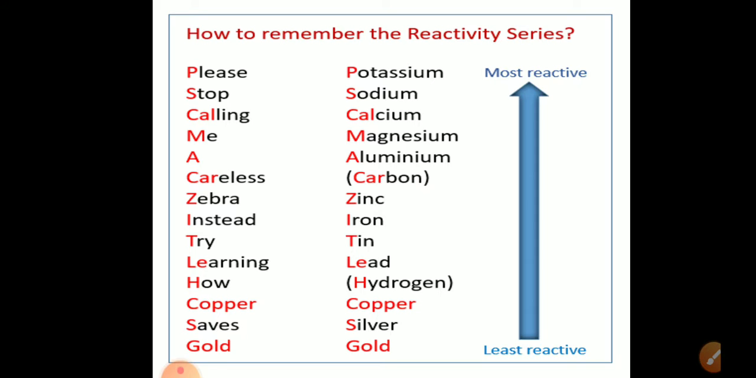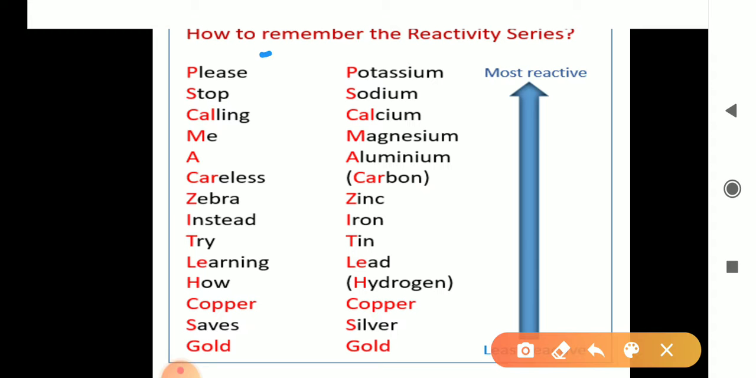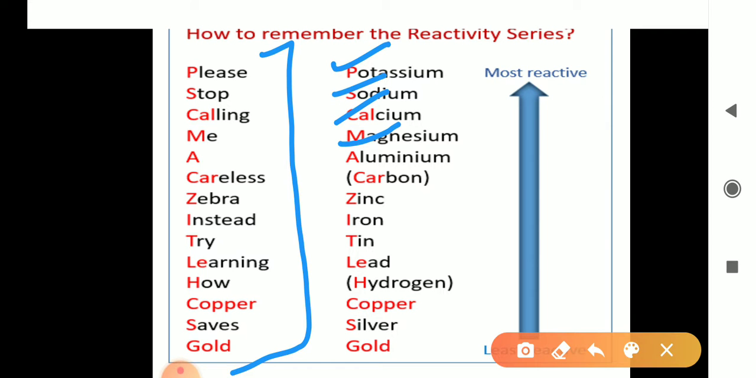Potassium, sodium, calcium, magnesium, aluminium, carbon, zinc, iron, tin, lead, hydrogen, copper, silver and gold. You have to learn it according to this statement. Please stop calling me a careless zebra. P for potassium, S for sodium, Ca for calcium, M for magnesium, A for aluminium, careless Ca for carbon, zebra for zinc. Instead, try learning: instead for iron, try for tin, learning for lead, how for hydrogen, copper is copper, saves for silver and G for gold.